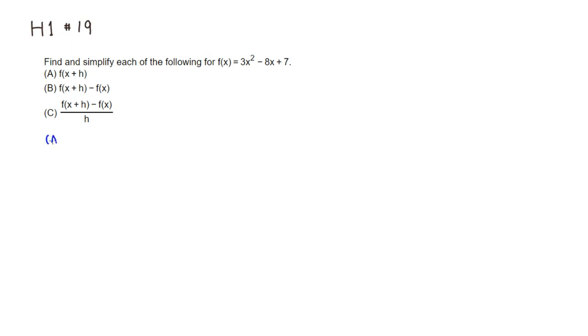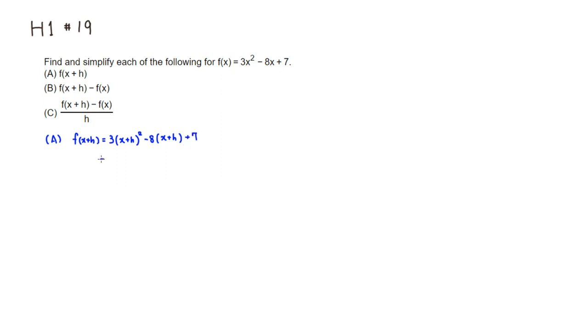So part A here. f of x plus h is equal to, you have a 3 in front, and now we see x. So instead of x, we put the quantity x plus h, and there's a square there, so we have to square that. And there's a negative 8, then you have x, so we put instead x plus h, and we have plus 7.